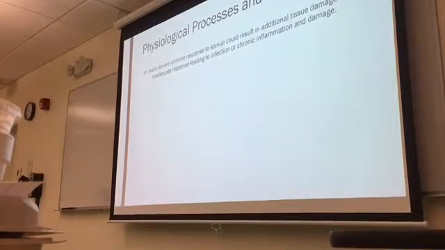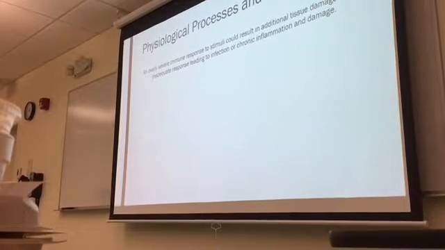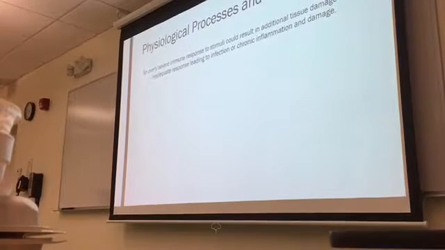So, physiologic processes and consequences. An overly severe immune response to stimuli could result in additional tissue damage, or an inadequate response, leading further to infection or chronic inflammation or damage, which we'll talk about with cirrhosis.